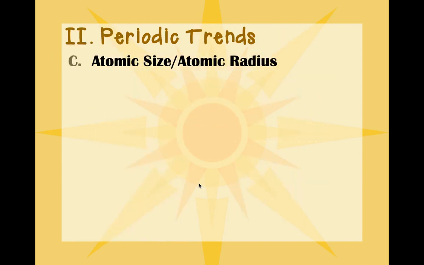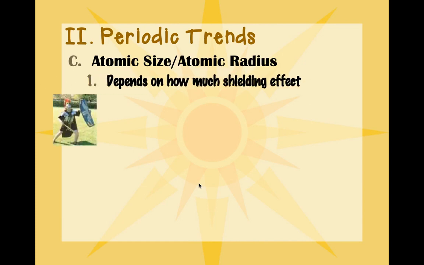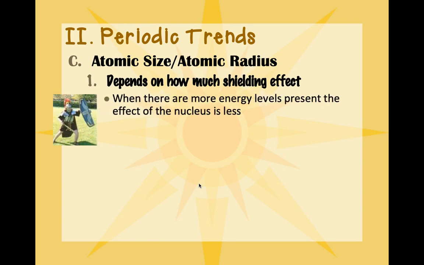So atomic size, sometimes also called atomic radius, same idea. What we're going to talk about is it depends on something called the shielding effect. Shielding effect is caused by energy levels. So when you have more energy levels between the outer electron cloud and the nucleus, think of every level as a shield that blocks the power of the nucleus.